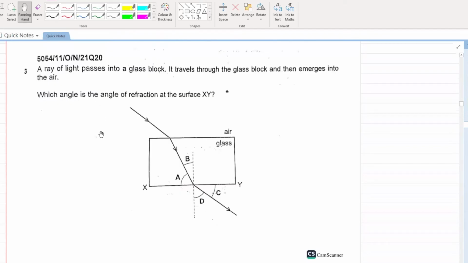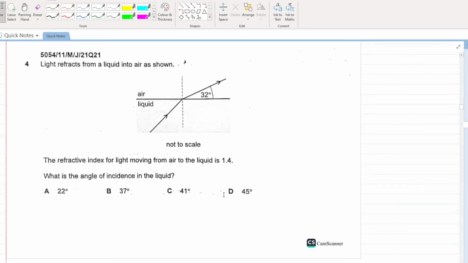A ray of light passes into a block. It travels through the glass block and then emerges into the air. Which angle is the angle of refraction at the surface XY? The angle of the incident ray with the normal is known as the angle of incidence. This is your I. And the angle of the refracted ray with the normal is known as the angle of refraction. D is your answer. Let's move ahead.